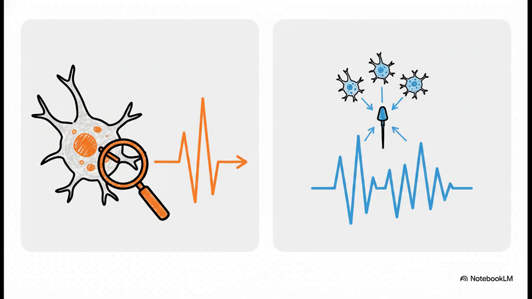Intracellular recording is like sticking a tiny microphone right inside a single neuron. You get a super clean, detailed recording of everything that one cell is doing. Extracellular recording, on the other hand, is like placing a microphone in a crowded room. You're not listening to one person, but to the combined chatter of a whole group of nearby neurons. It's less invasive, and it's great for understanding how groups of cells work together.